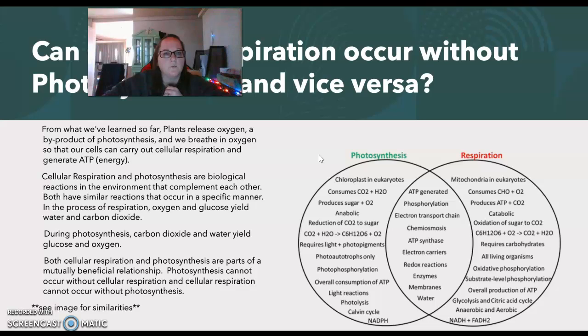From what we've learned so far, plants release oxygen, a byproduct of photosynthesis, and we breathe in oxygen so that our cells can carry out cellular respiration and generate ATP, or energy. Cellular respiration and photosynthesis are biological reactions in the environment that complement each other. Both have similar reactions that occur in a specific manner. In the process of respiration, oxygen and glucose yield water and carbon dioxide. During photosynthesis, carbon dioxide and water yield glucose and oxygen.